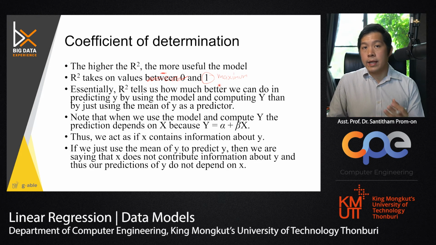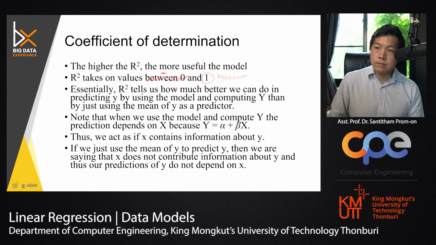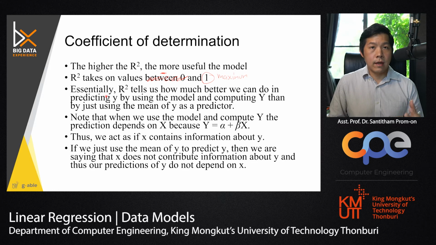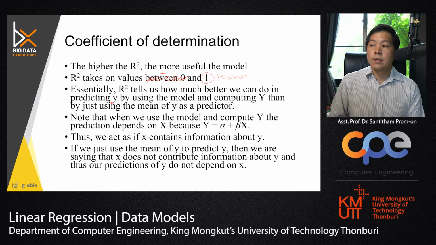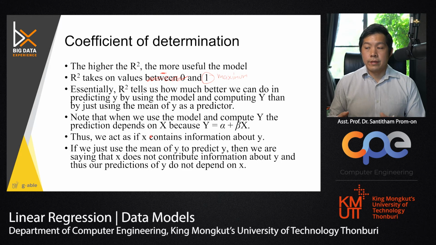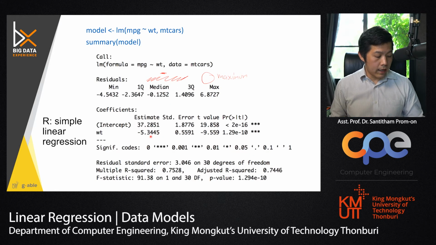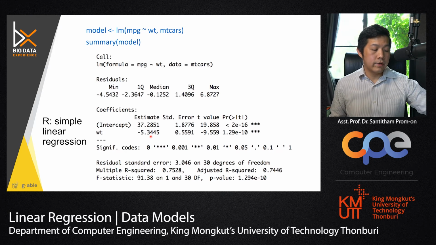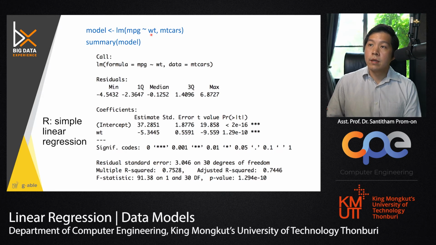You want the value to be as high as possible. R square indicates how well your model fits the data. It also indicates how much X contains information about Y, compared to using just the mean. Let's look at how you can create the regression model. In this equation, I use weight to predict MPG.